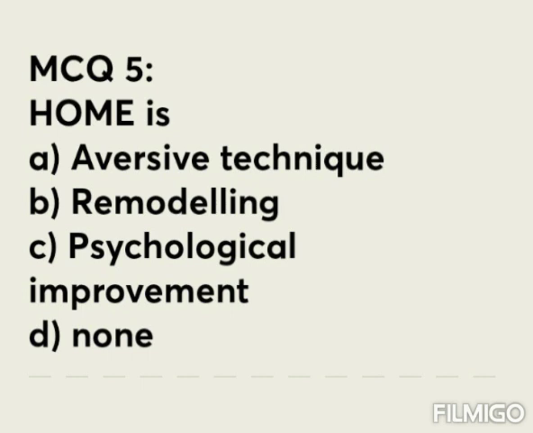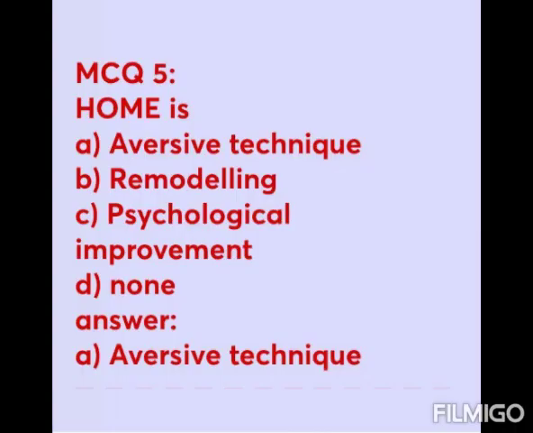And the fifth question is, HOME is: option A, aversive technique; option B, remodeling; option C, psychological improvement; option D, none. So here the answer is that HOME is an aversive technique. So option A is correct.